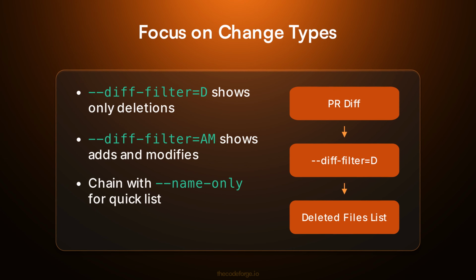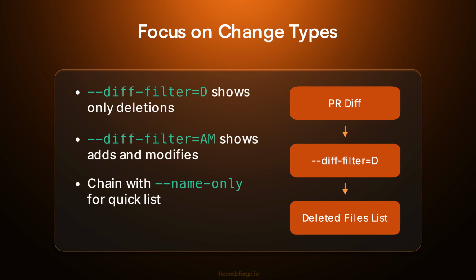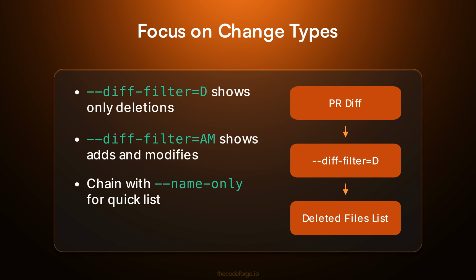Use --diff-filter to focus on specific change types. For example, --diff-filter=D shows only deleted files. This is invaluable for catching accidental deletions in large PRs. Chain it with --name-only for a quick checklist.